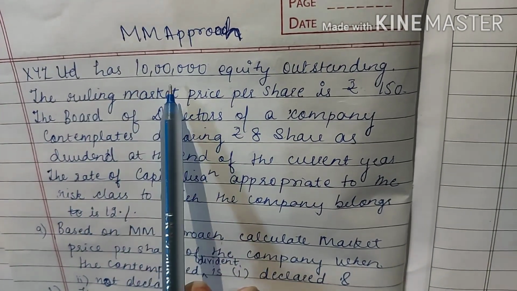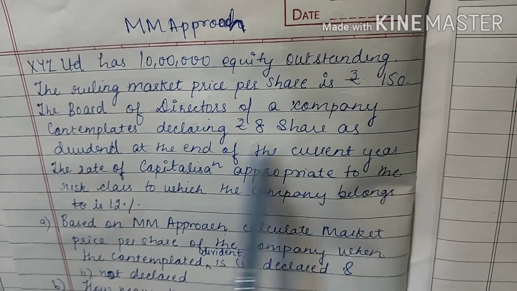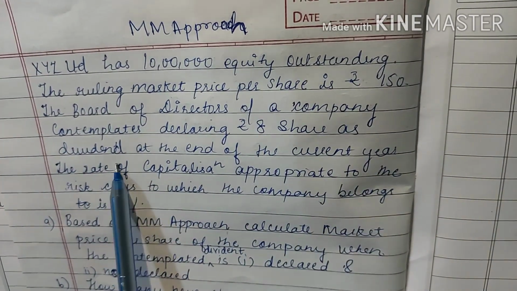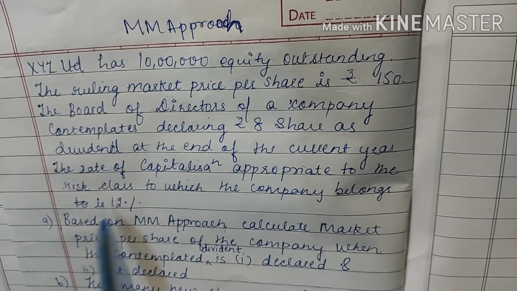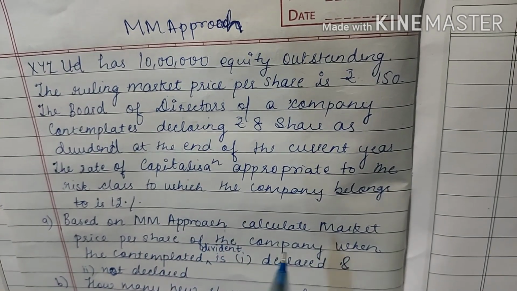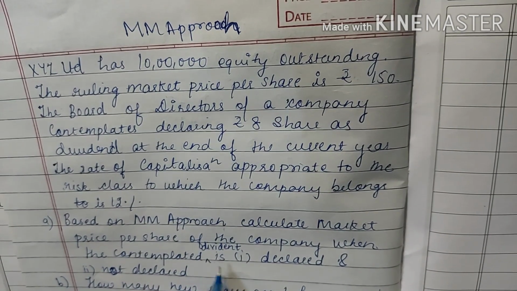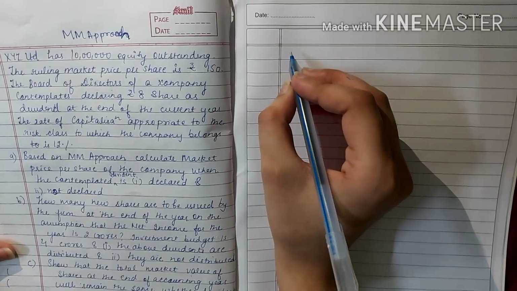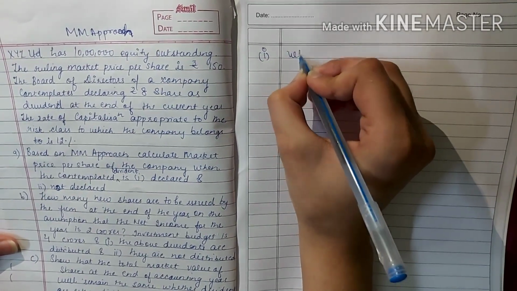XYZ Limited has 10 lakh equity shares outstanding. The ruling market price per share is rupees 150. The board of directors of the company contemplates declaring rupees 8 per share as dividend at the end of the current year. The rate of capitalization appropriate to the risk class to which the company belongs is 12%. So based on the approach, calculate the market price per share of the company when the contemplated dividend is declared and not declared. In the first part, we have to calculate the market price per share when dividends are declared.